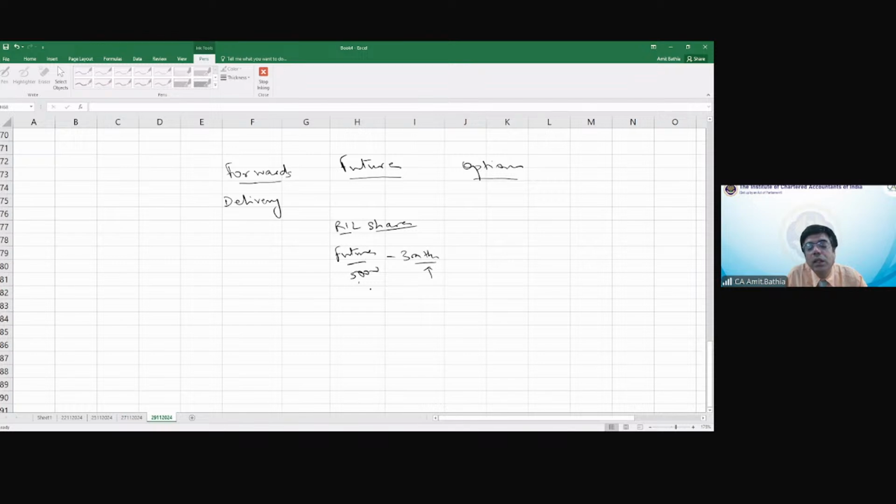So I'm taking a position on this. Which position should I take? Should I be taking a buy position or a sell position right now? Buy position. I will buy the futures, right? So if today the rate available in the market is, let's say, 2,200, and I am expecting that 3 months down the line it will be 2,300. So I'm expecting that there will be a price increase of 100 rupees.